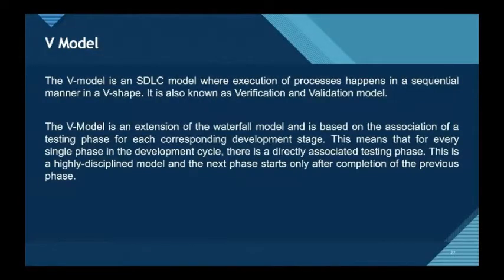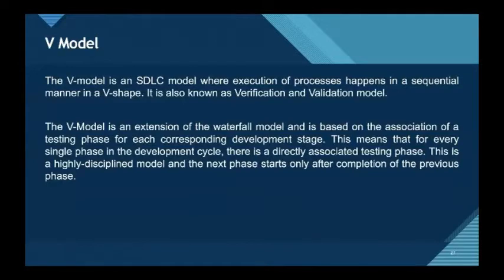Next, we have the V model. The V model is an SDLC model where execution of processes happens in a sequential manner in a V shape. It is also known as verification and validation model. The V model is an extension of the waterfall model and is based on the association of a testing phase for each corresponding development stage.